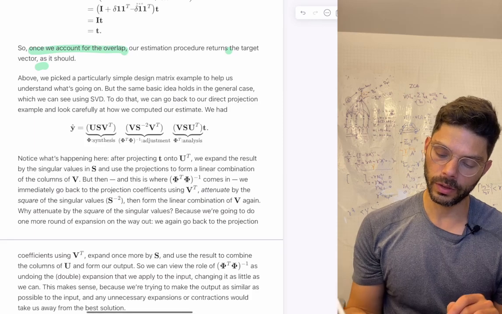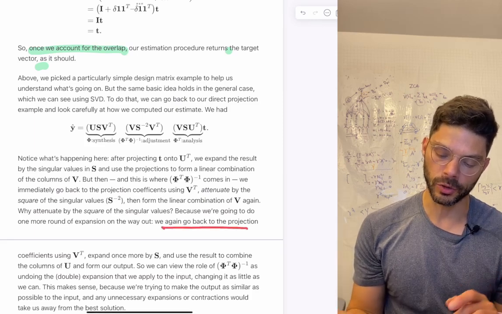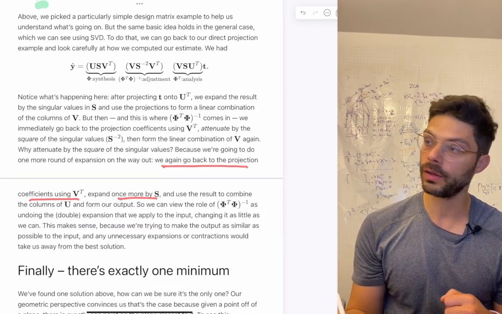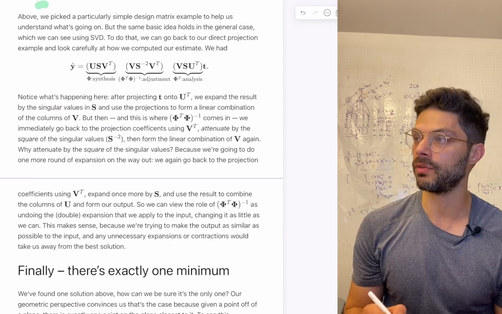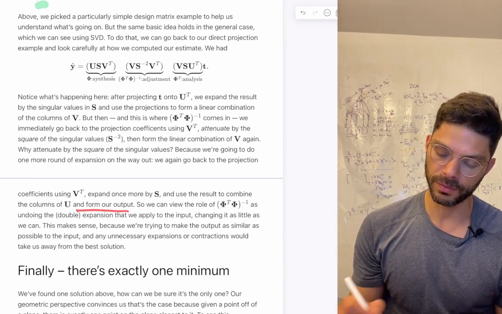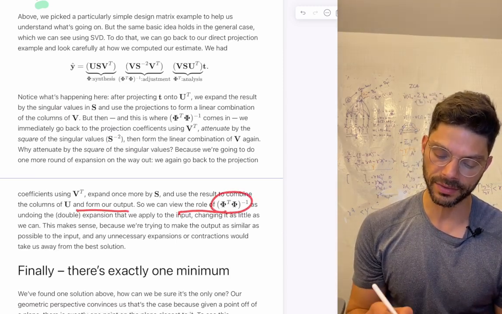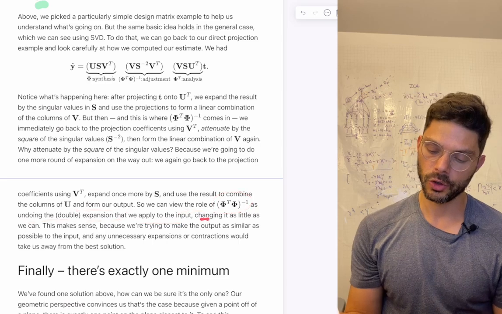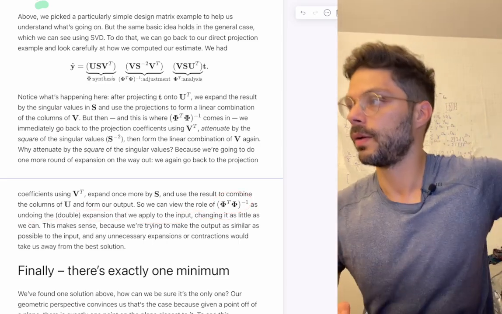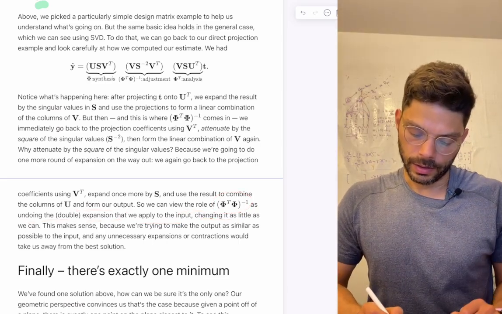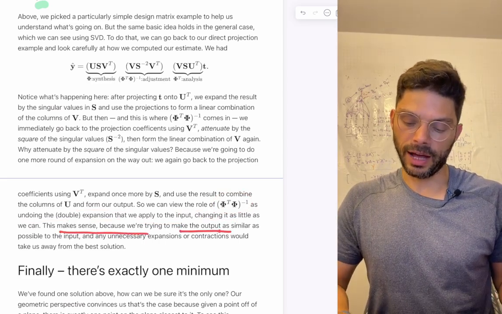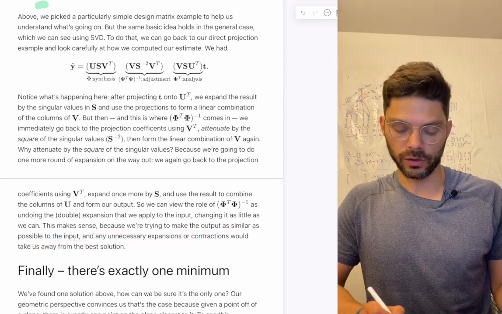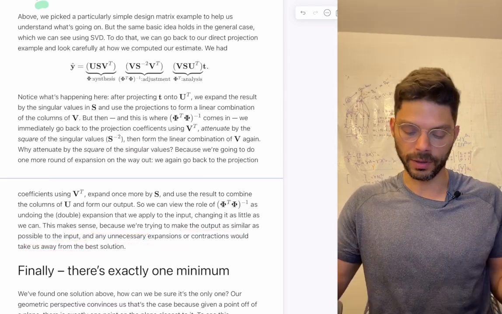So what happens is we again go back to projection coefficients using V transpose, expand once more by S, and use the result to combine the columns of U and form our output. So we can view the role of this thing as undoing the double expansion that we apply to the input, changing it as little as we can. This makes sense because we're trying to make the output as similar as possible to the input, and any unnecessary expansion or contractions would take us away from the best solution. So that's kind of what it's about, right?